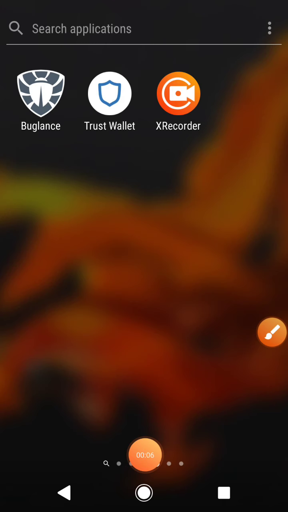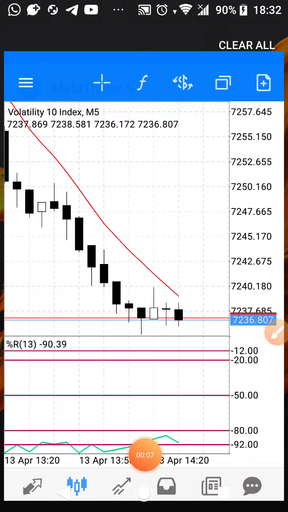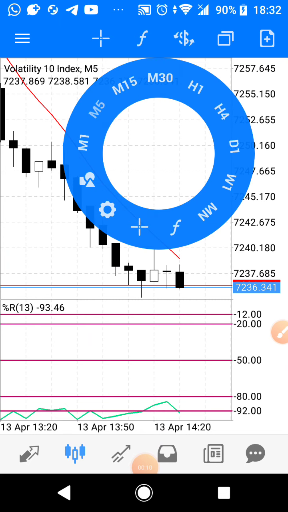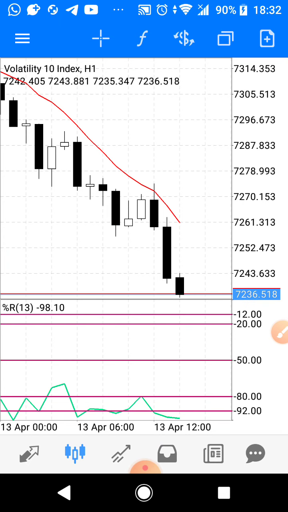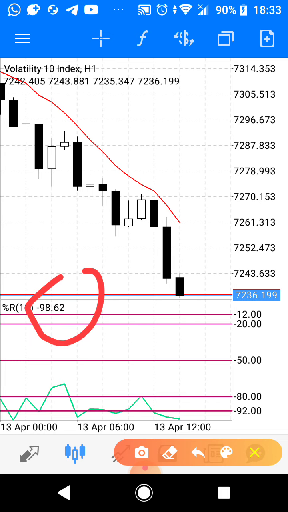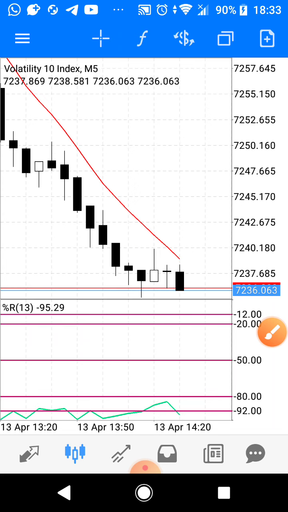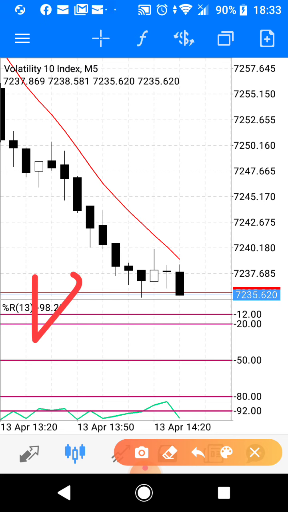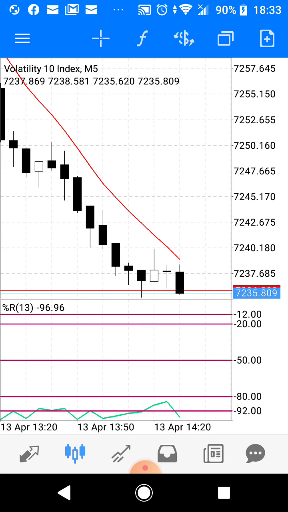Now let's go to... firstly we have to check 1 hour. Now look at this trade now. We have a perfect downtrend. But if you check this place here, this is at minus 97, way down. It is too down. If you check 5 minutes as well, look at what is happening at 5 minutes. It's also down. So you can see that it is a good downtrend.